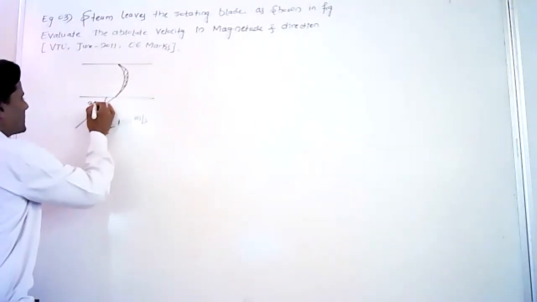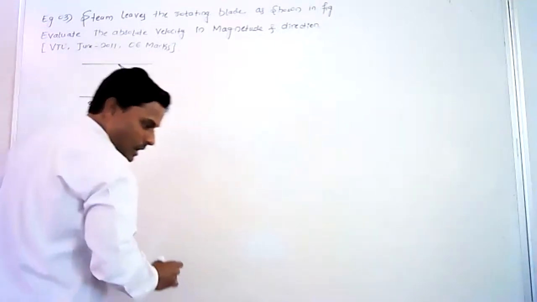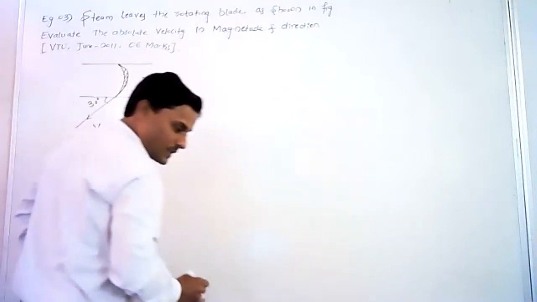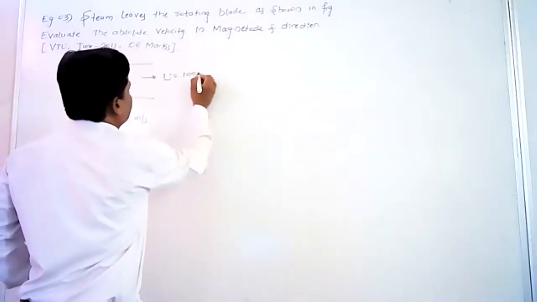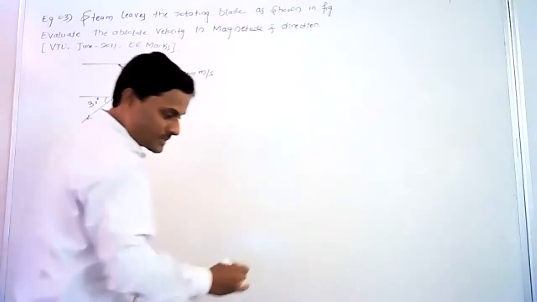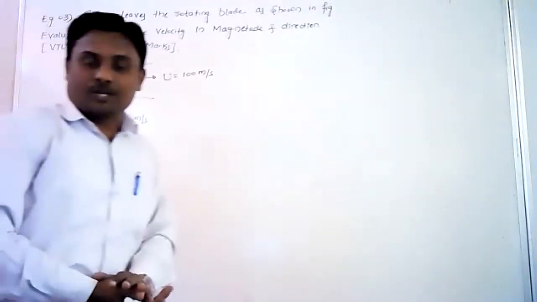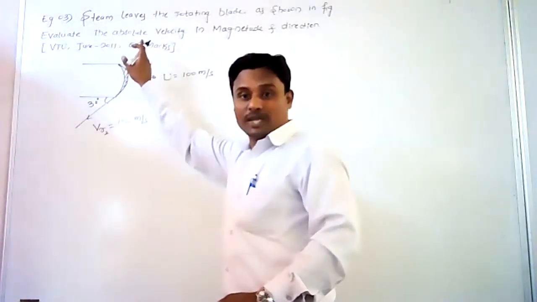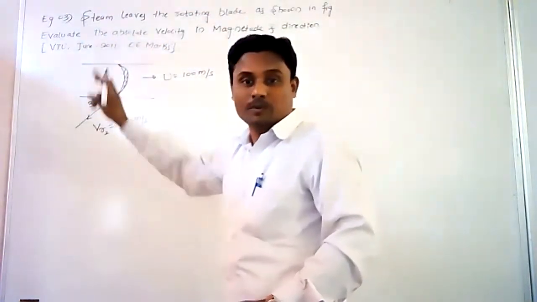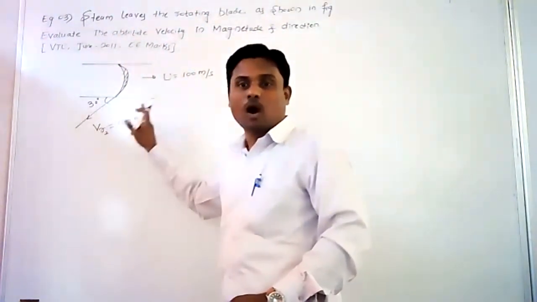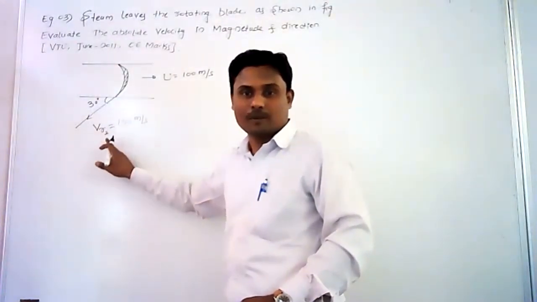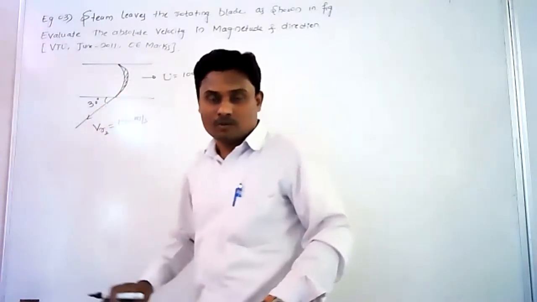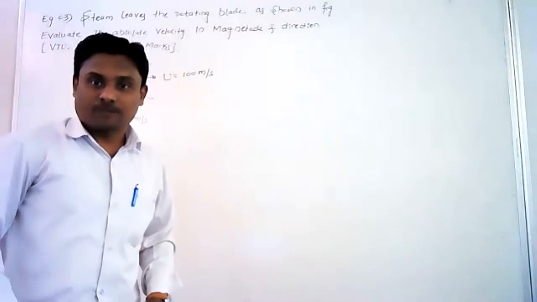So you have to tell what is this 30 degrees. And also he has given u, the tangential velocity, which is 100 meter per second. So in this condition, we have to get the value of absolute velocity V2, because he has given the information about the outlet condition. That means VR2 is given. Now, may I know what is this 30 degrees?